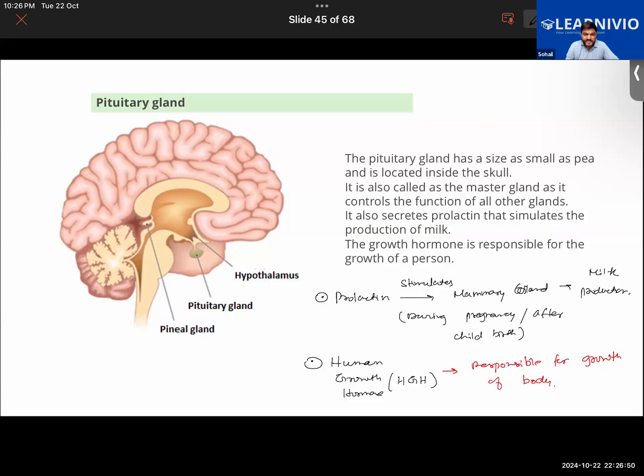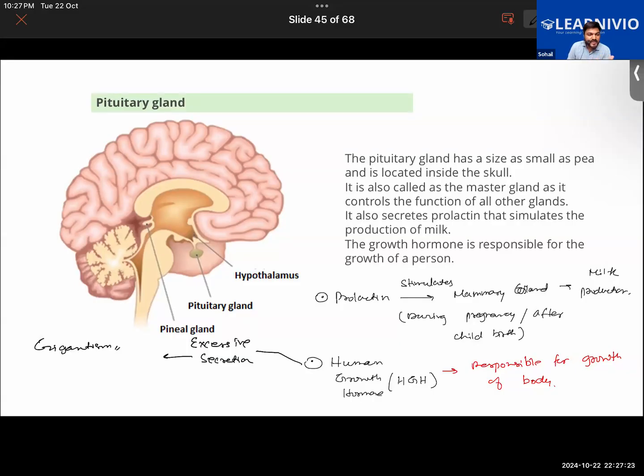Anyways, that is one thing. So excessive secretion leads to gigantism. Also, if the signs of gigantism are detected early in a child, it can be treated. Getting what I'm trying to say. So it can be treated if early symptoms are observed in the child.